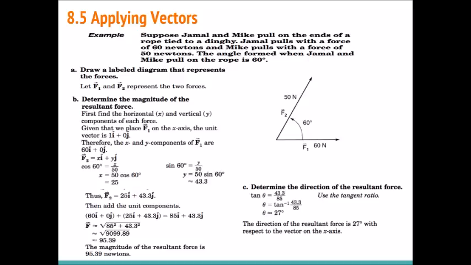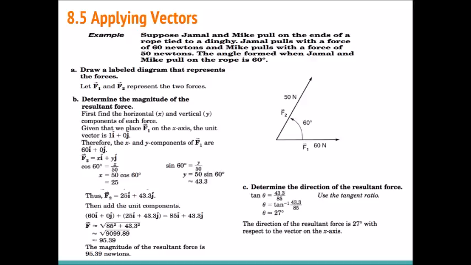First, find the horizontal, x, and the vertical, y, components of each force. Given that we place F1 on the x-axis, the unit vector is 1i plus 0j. Therefore, the x and y components of F1 are 60i plus 0j. F2 equals xi plus yj. So we're going to do cosine 60 equals x over 50, and we get 25. And sine 60 equals y over 50, and we get about 43.3. Thus, F2 equals 25i plus 43.3j.